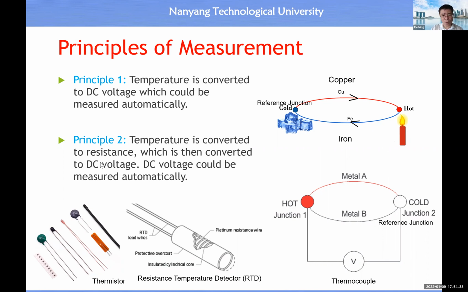Then for the second principle, this is a very cheap solution because we have a special type of resistor. Resistance is a function of temperature, so we just make use of such a resistor. In addition, we can create a special conductor in which the resistance value is a function of temperature. We call this conductor an RTD, which means resistance temperature detector. So they are quite similar, but there is a slight difference.